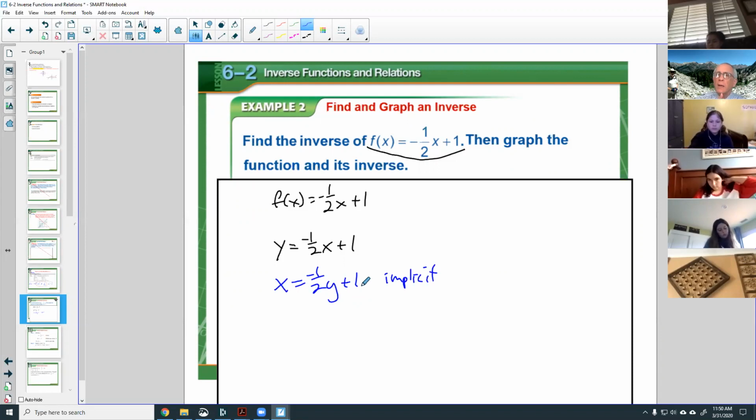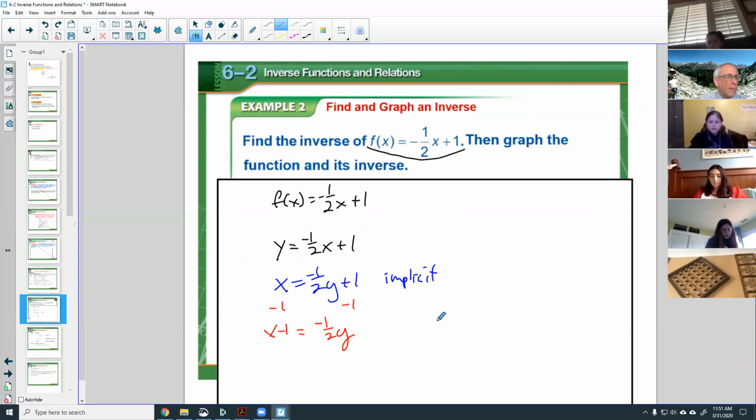But what I want to get is the explicit inverse. And the way I'm going to do that is I'm going to solve for y. So I want to get y all by itself. I think I'll start by subtracting 1. And now I have x minus 1 is equal to negative 1/2 y. Is everybody right with that step?